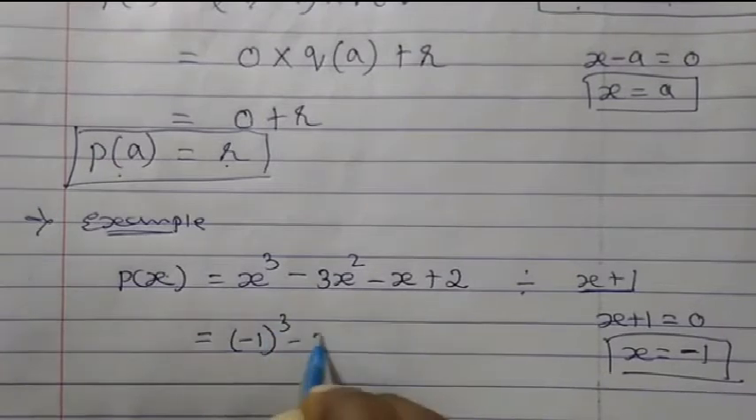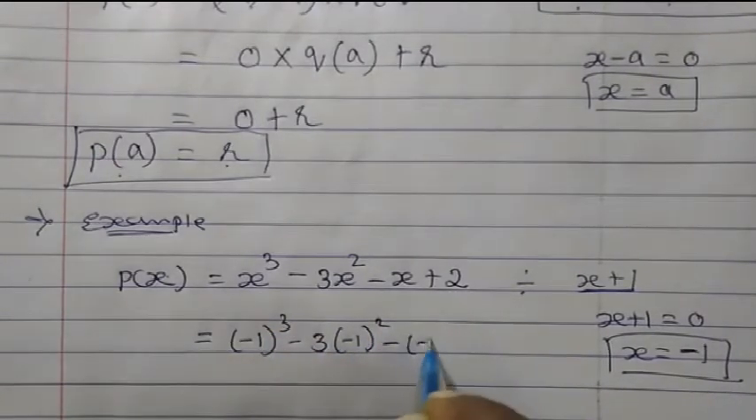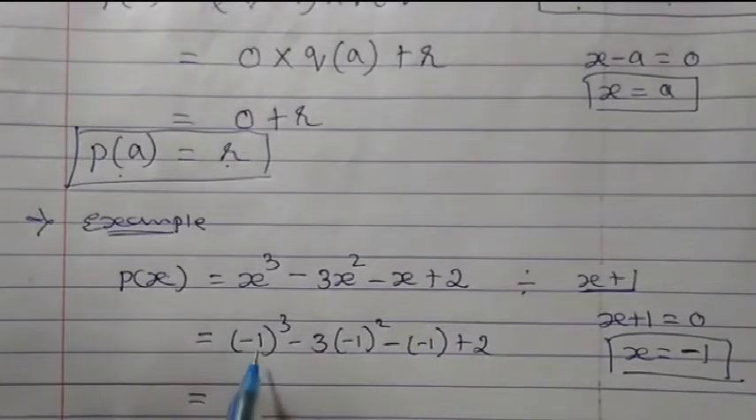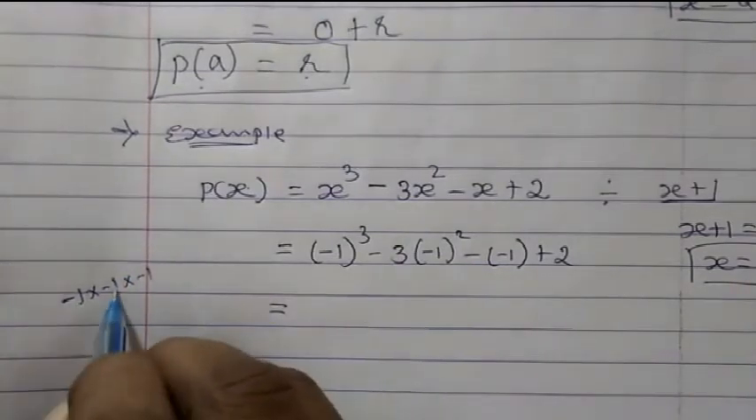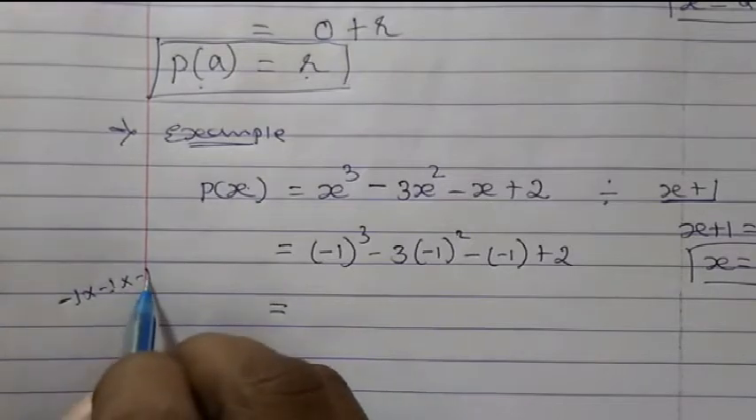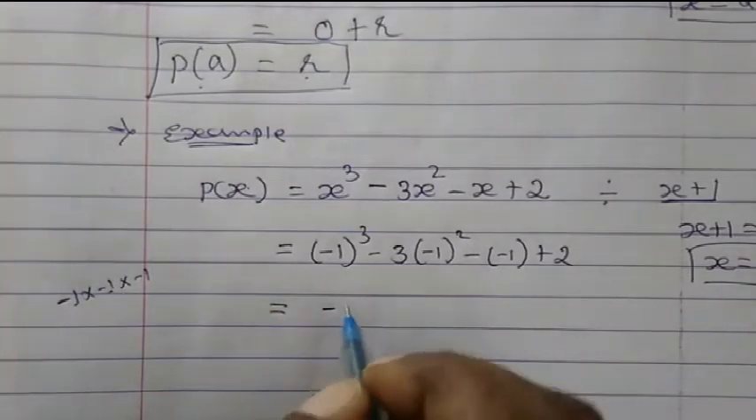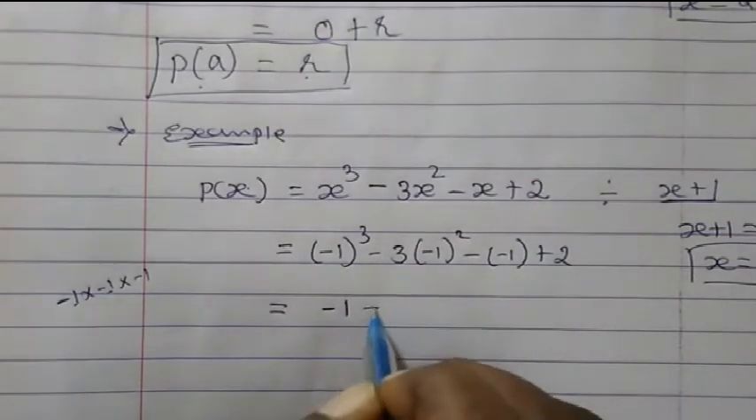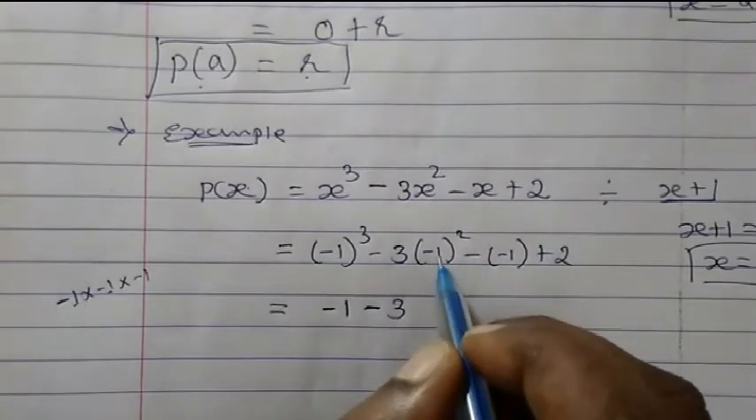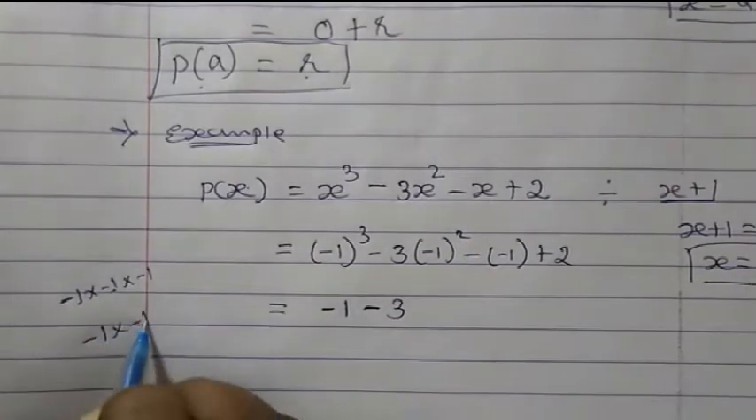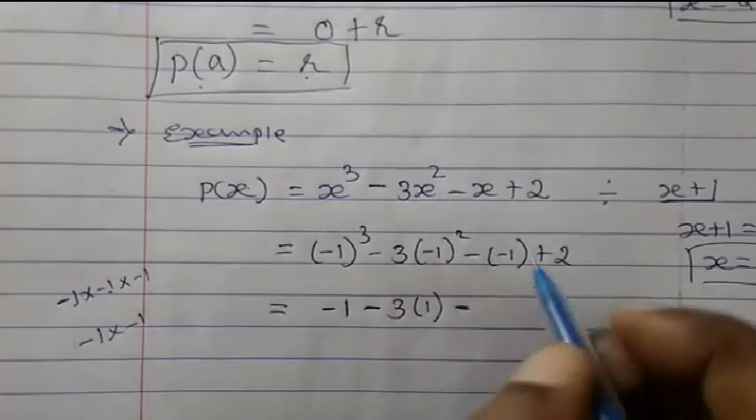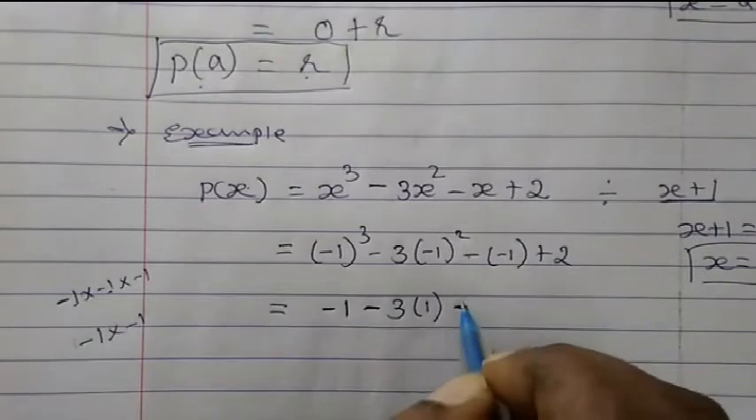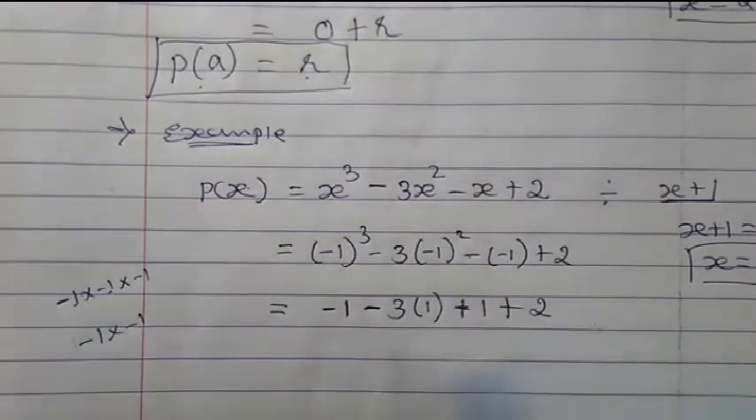So minus 1 cube, 3 times minus 1 square, minus minus 1, plus 2. Minus 1 cube: minus 1, 3 times, minus into minus will become plus, plus 1, and plus 1 into minus 1 will be minus 1. So we get minus 1. Now this minus stays as it is, let's keep this 3 as it is. Minus 1 squared, 2 times, minus into minus will become plus, so this will be plus 1. Now minus into minus will become plus, so 1, then plus 2.